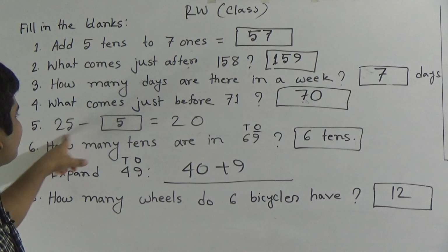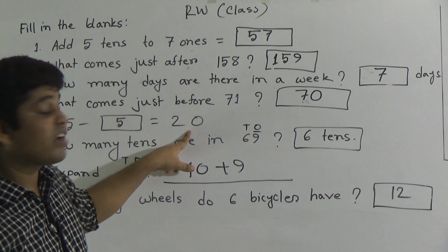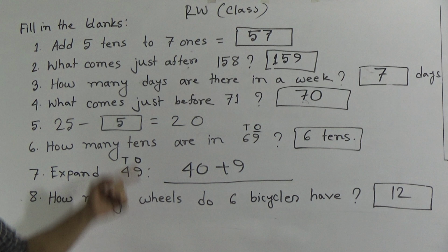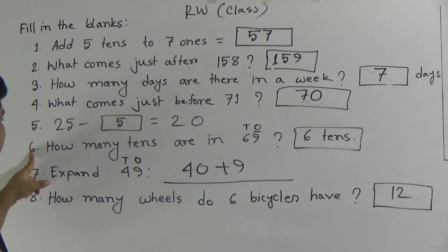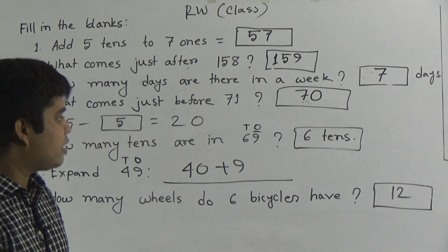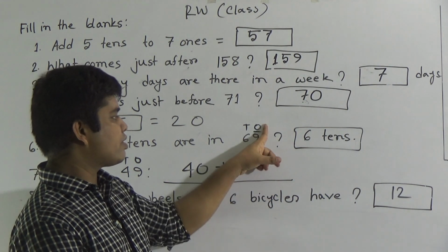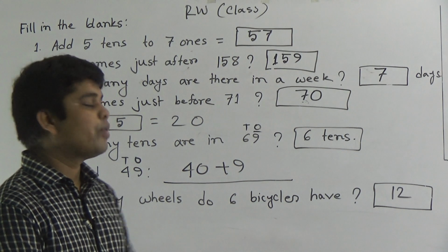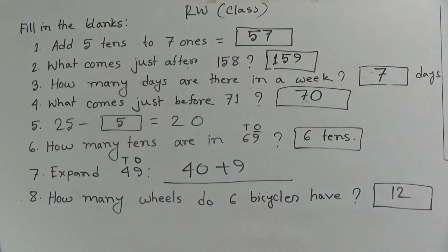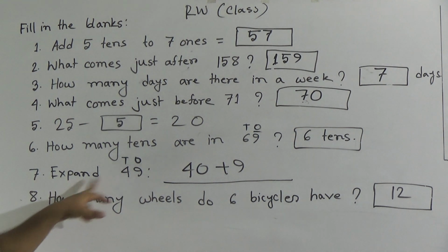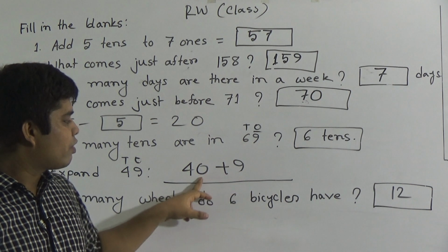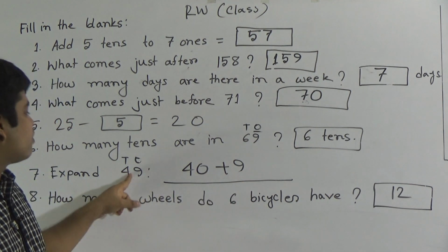Question number 5. 25 minus dash equals 20. How can we get it? We subtract 20 from this 25 and we get the answer, which is 5. Question number 6. How many tens are there in 69? We have already known the place value of this number. 9 is in ones place, 6 is in tens place. So we can say there are 6 tens in this number 69. Okay. Question 7, expanded form of 49: 4 tens means 40 plus sign and 9 ones means 9. So 40 plus 9 is the expanded form of 49.